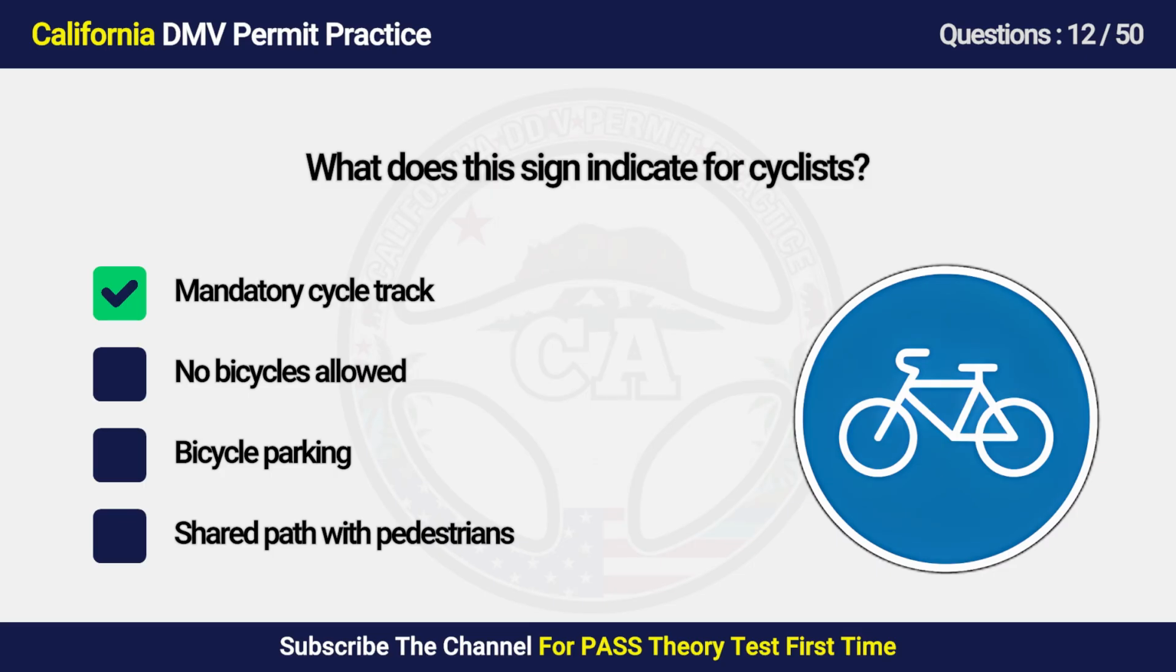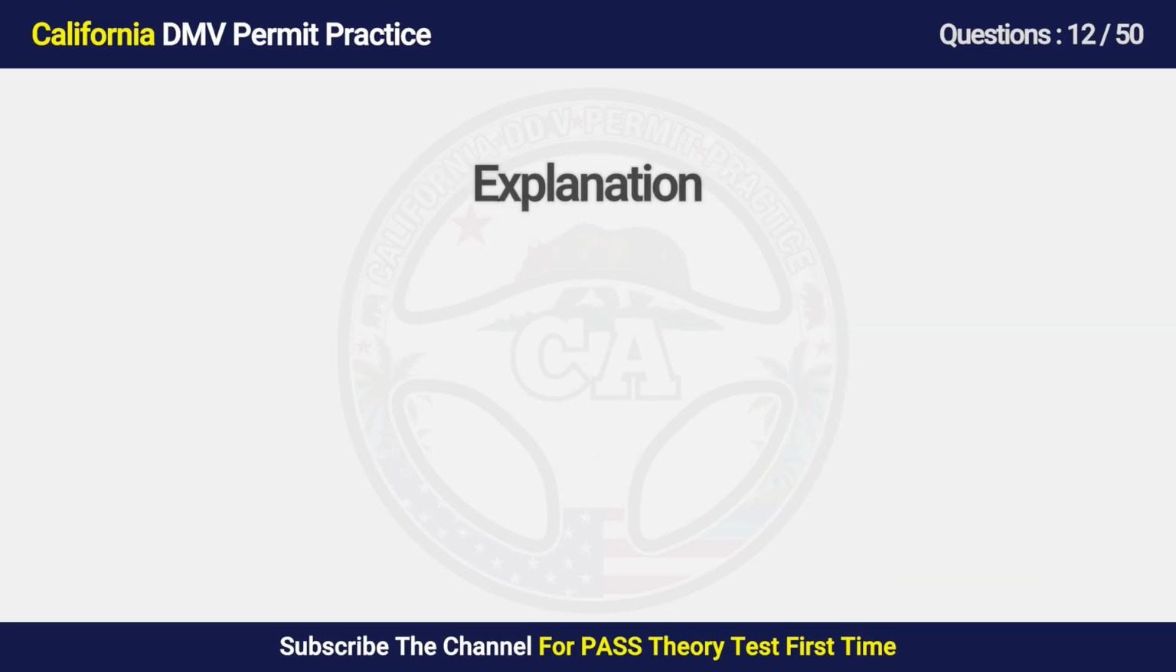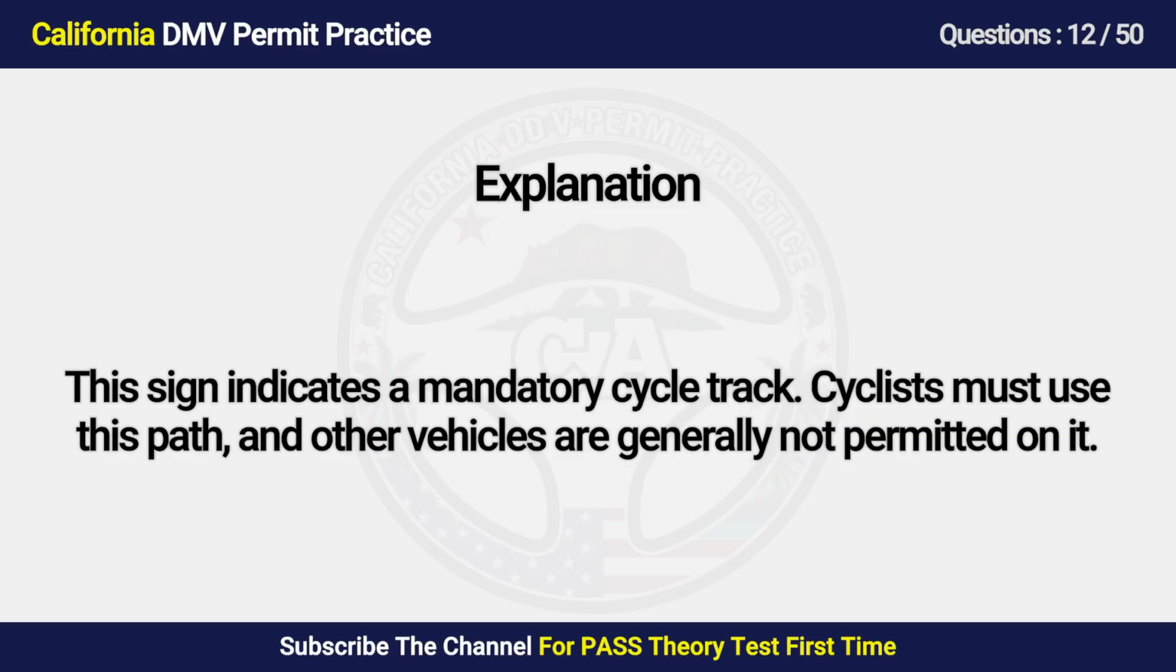Answer is A, mandatory cycle track. This sign indicates a mandatory cycle track. Cyclists must use this path, and other vehicles are generally not permitted on it.